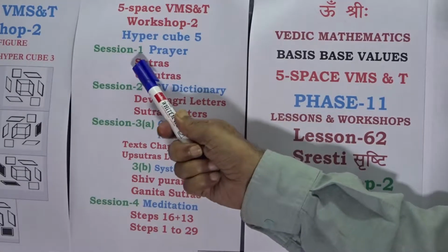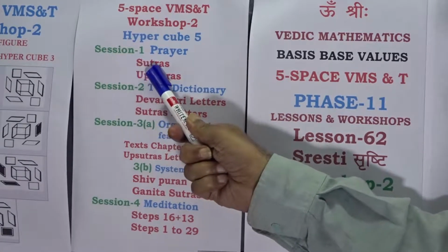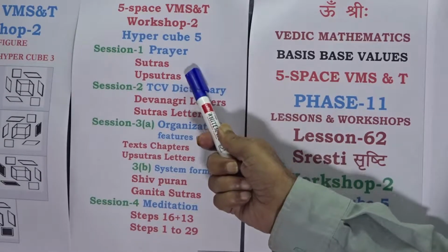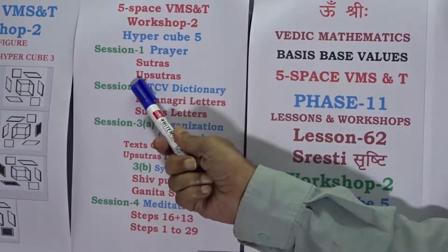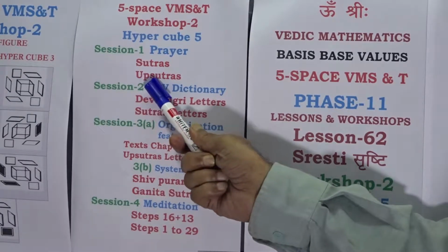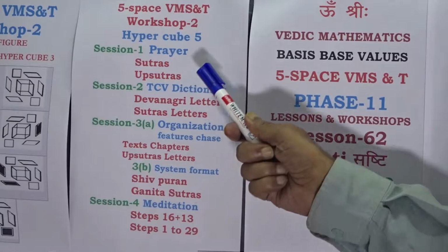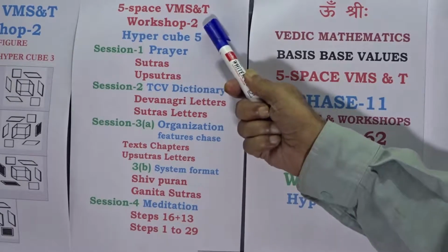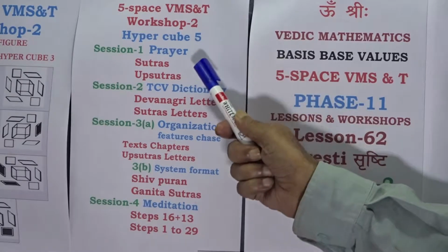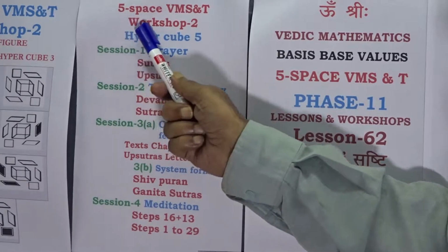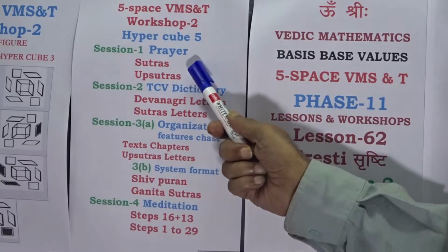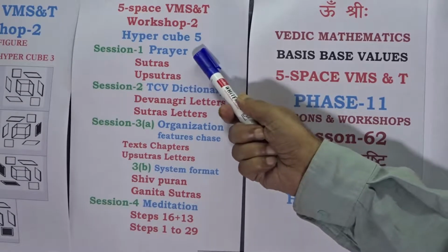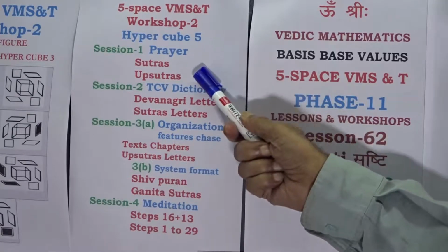Firstly, we shall be praying in terms of the text of the sutras, the text of 16 sutras, and then the same will be continued in terms of 13 upsutras. Therefore, the prayer session of the present workshop, the second workshop, which has a focus upon hypercube 5, would be continuing with 16 plus 13, equal to 29 steps.